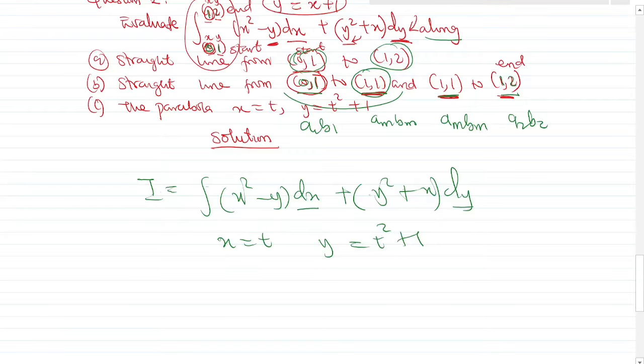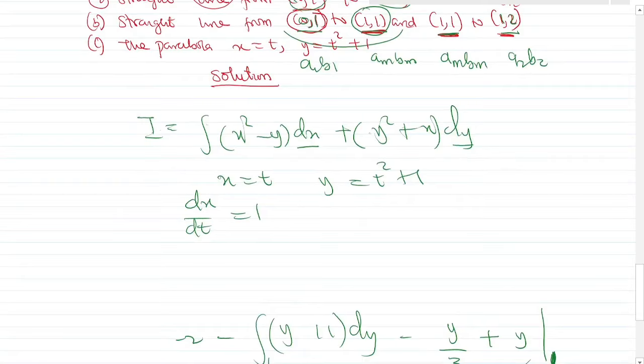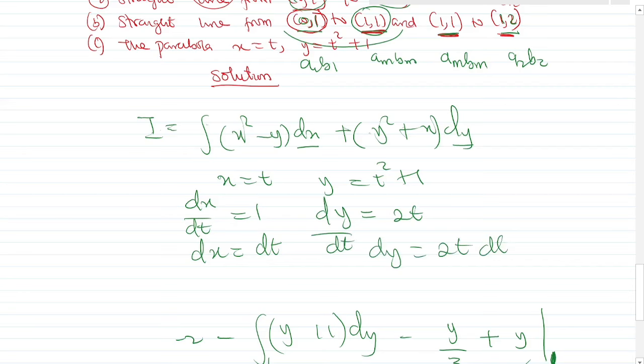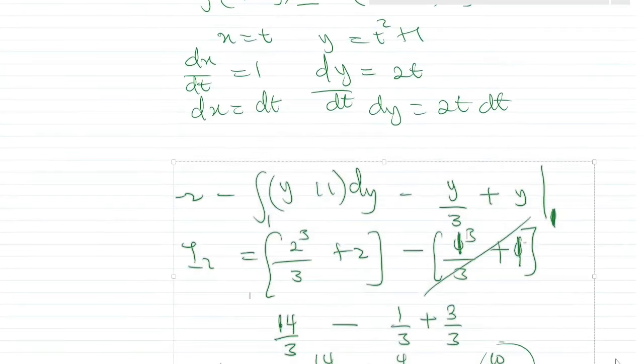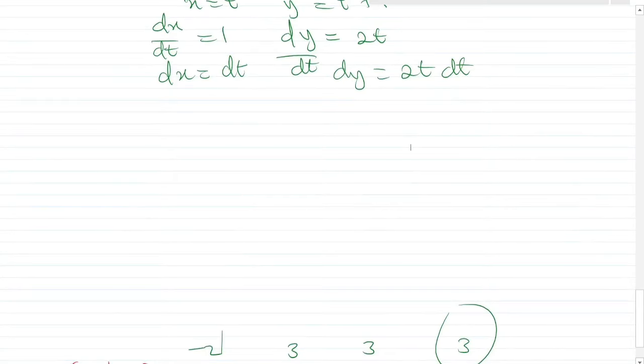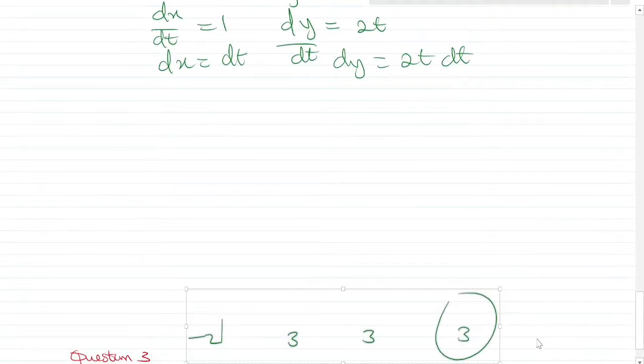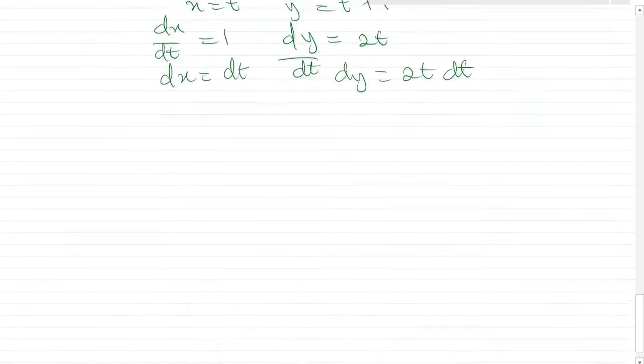So that means we have to find dx/dt, which will be equal to 1. So in that case, dx equals dt, if you cross multiply. And from here, dy/dt equals 2t, so dy will be equal to 2t dt. I hope you understand. So that's what we want to do. So we now replace the dy and dx in terms of dt.